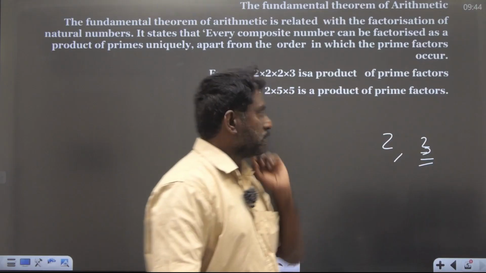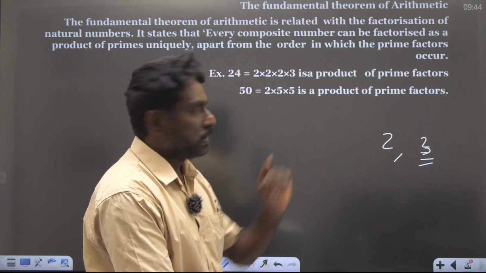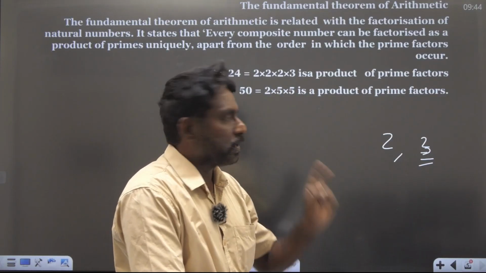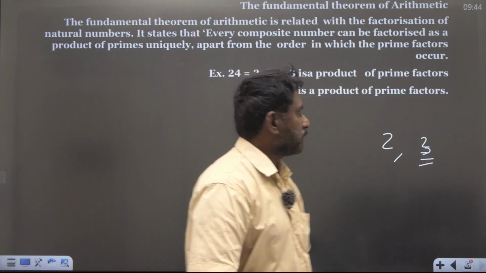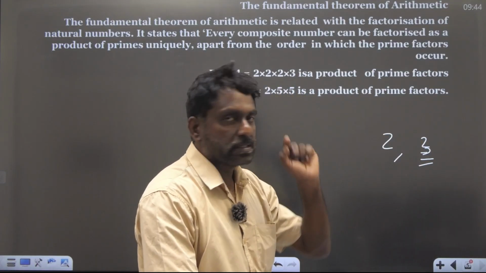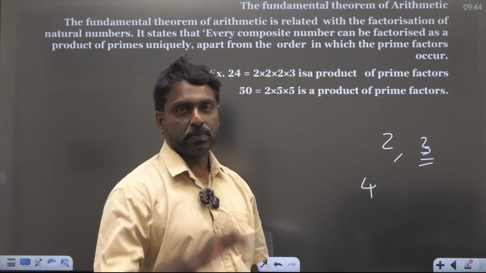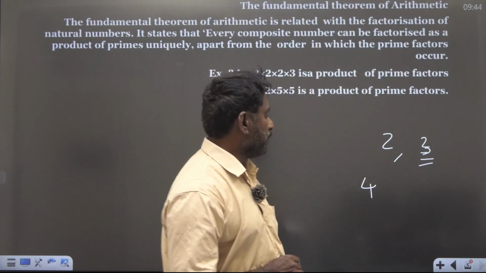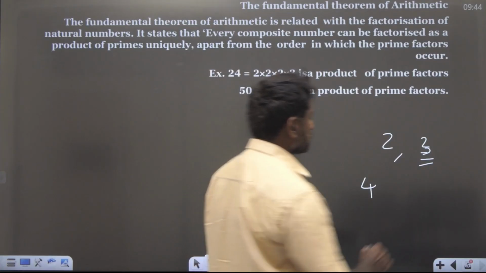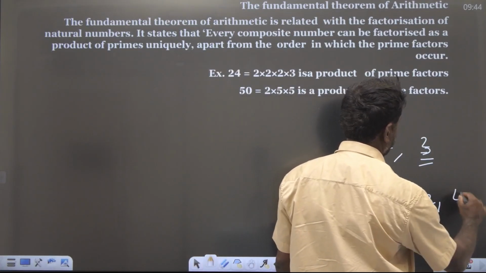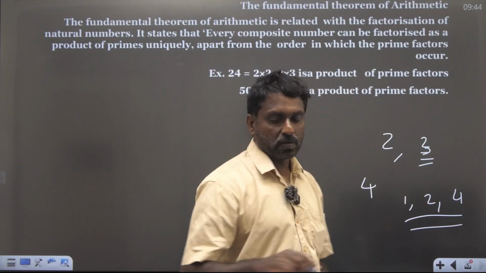What are the factors of 2? The same number 2 and 1 only. What are the factors of 3? 1 and the same number 3 only. But 4 is not a prime number. Why? The factors of 4 are 1, 2, 4. It is a composite number.